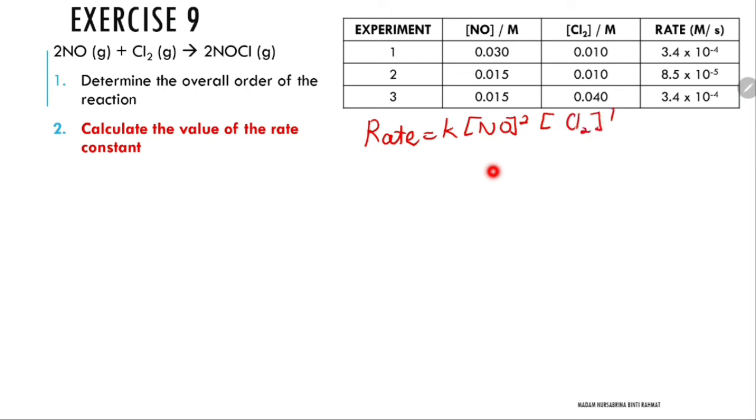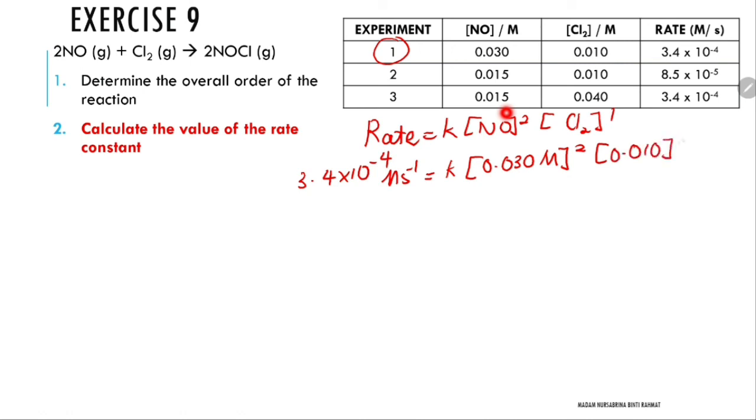To calculate the value of the rate constant, we can use any set of the experiments. Let's say I'm going to use my set of experiment 1. I'm going to substitute the values of experiment 1 into my rate law. The rate of reaction for experiment 1 is 3.4 times 10 to the power of negative 4 molar per second, equals my K to be discovered, concentration of NO 0.030 molar to the power of 2, and Cl2 0.010 molar to the power of 1.